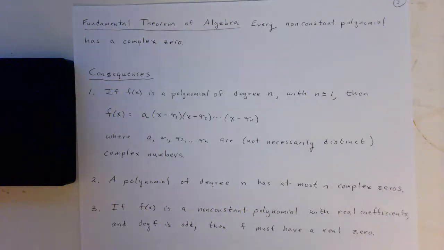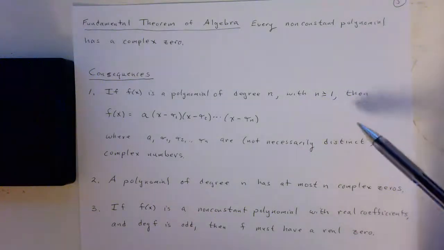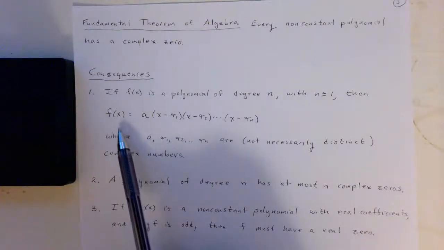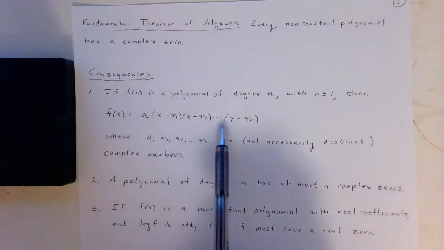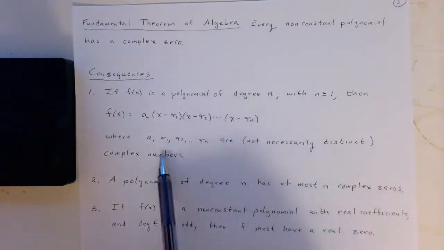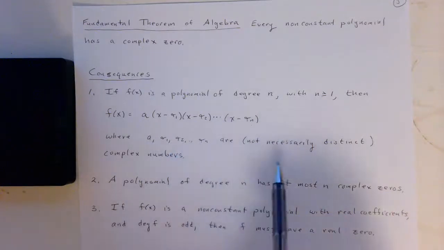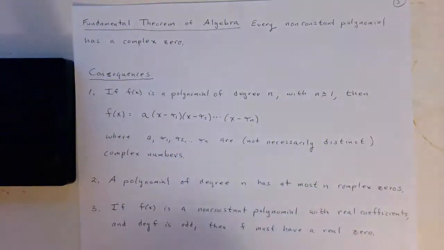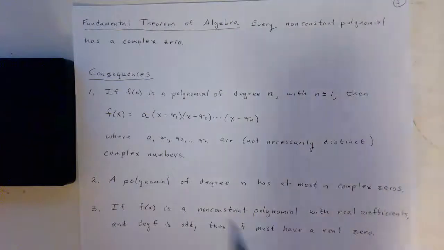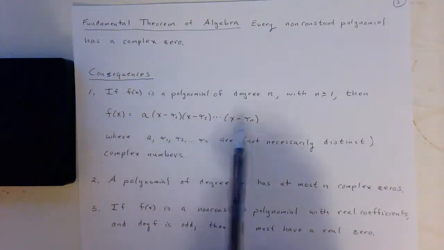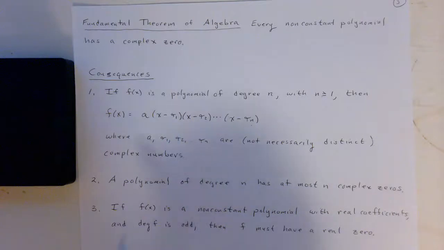If there's one thing that I want you to come away with from this lesson, besides the introduction to complex numbers, it is this. If f is a polynomial of degree n, where n is at least 1, then it will have this form: a constant times x minus a number, times x minus another number, and so on to x minus an nth number, where alpha 1, alpha 2, through alpha n are not necessarily distinct complex numbers. And this of course implies that alpha 1, alpha 2, through alpha n are the complex zeros of f.